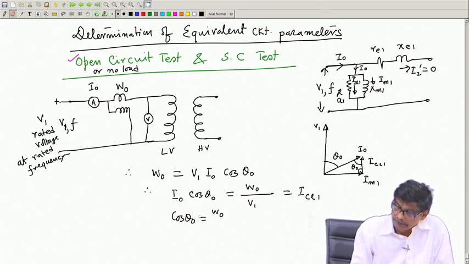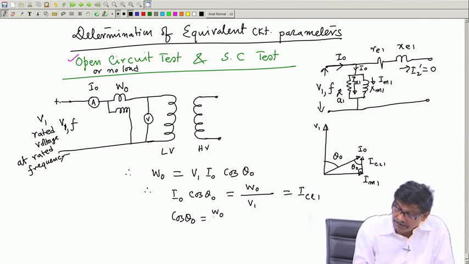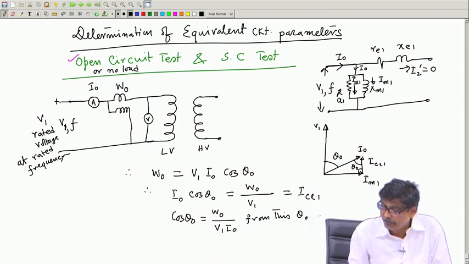This will be the thing now. So, W naught equals V 1 I naught cosine theta naught. In any case, I can also calculate the value of cosine theta naught from V 1 I naught. So, from this, theta naught is known.